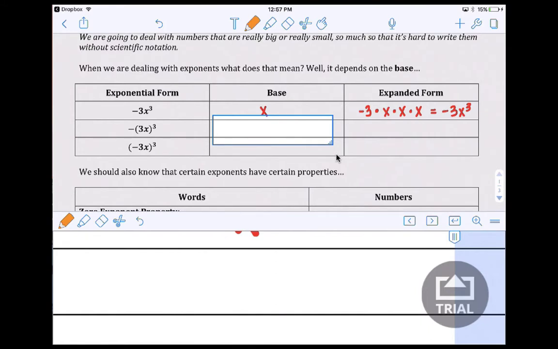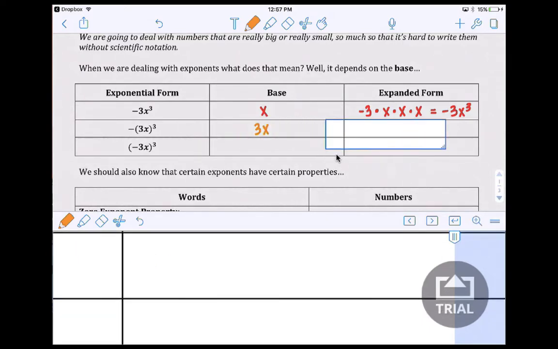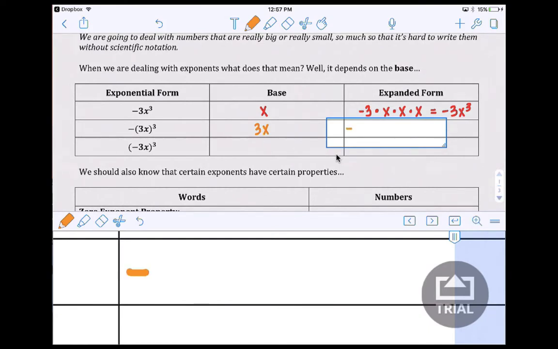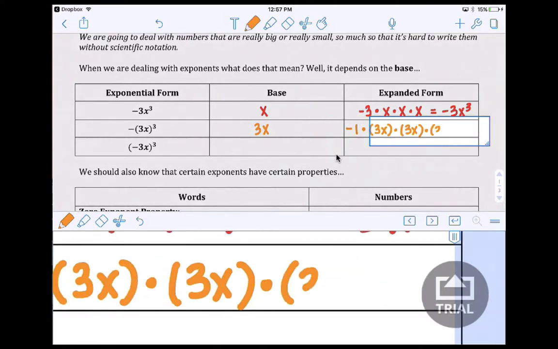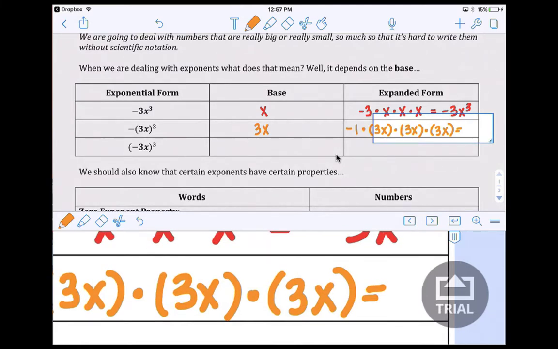Now, the next one is the negative on the outside of the parentheses, but the 3x inside the parentheses cubed, which means the base, or the thing we're going to multiply 3 times, this time is 3x. So what I'm actually doing is I'm multiplying a negative, which is secretly a negative 1, if we all remember, times 3x times 3x times 3x.